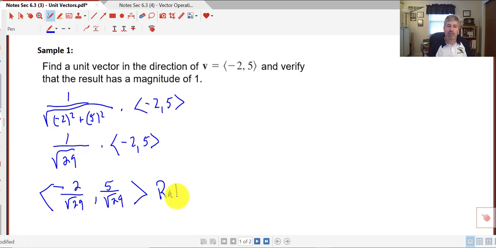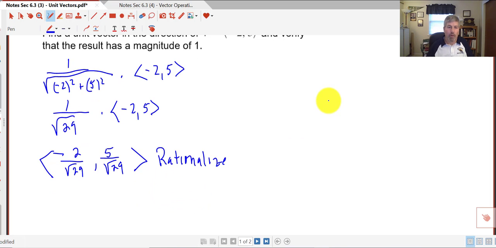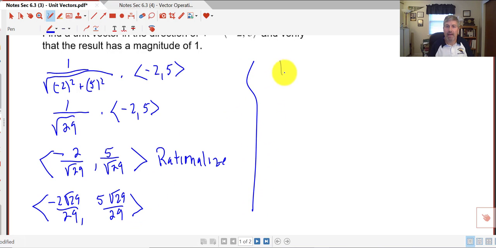Then we need to rationalize this. So our unit vector becomes -2 square root of 29 over 29 as our first coordinate, and our second coordinate 5 square root of 29 over 29. So that's our unit vector. Now we want to verify that it has a magnitude of 1.